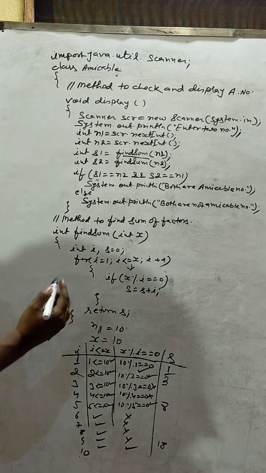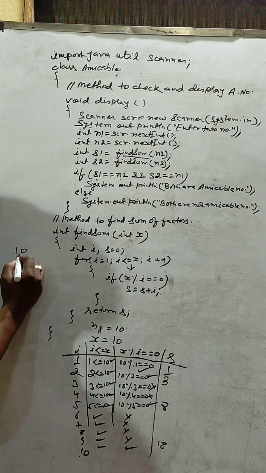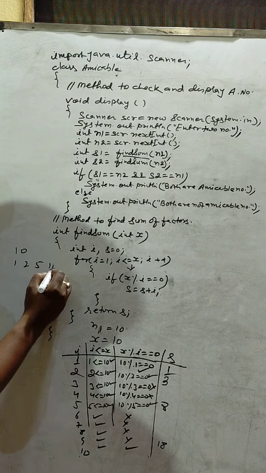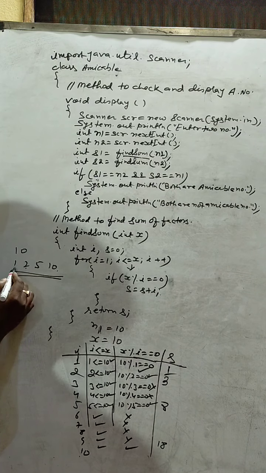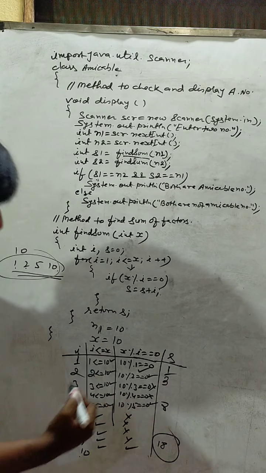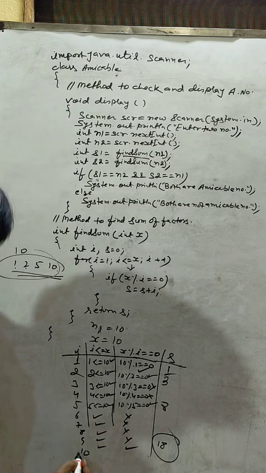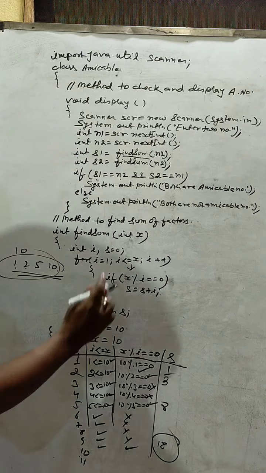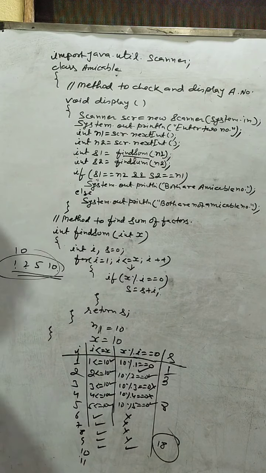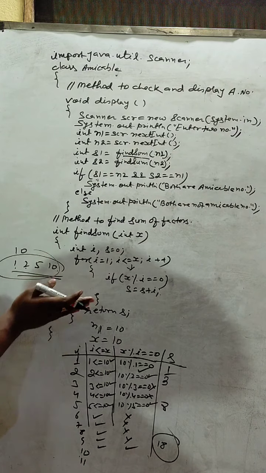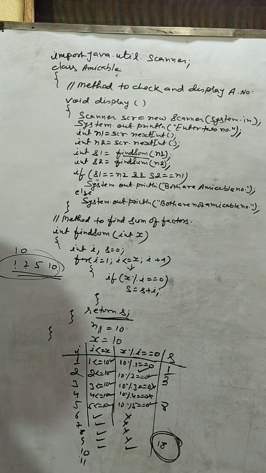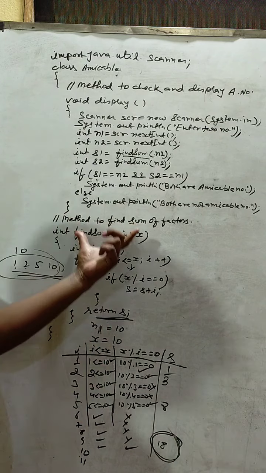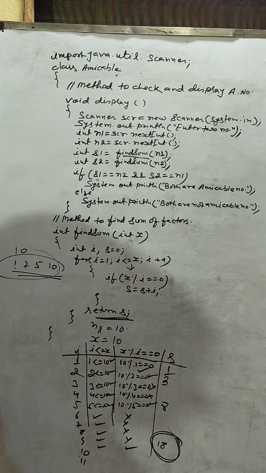We know the factors of 10 are 1, 2, 5 and 10. Add them: 10 plus 5, 15, plus 2, 17, plus 1, 18. 18 is the sum. Again when i plus plus makes it 11, the condition becomes false and the loop will be terminated. Control moves outside the loop and returns s. And s has stored 18, meaning the sum of factors. So this way this function will return the sum of factors.